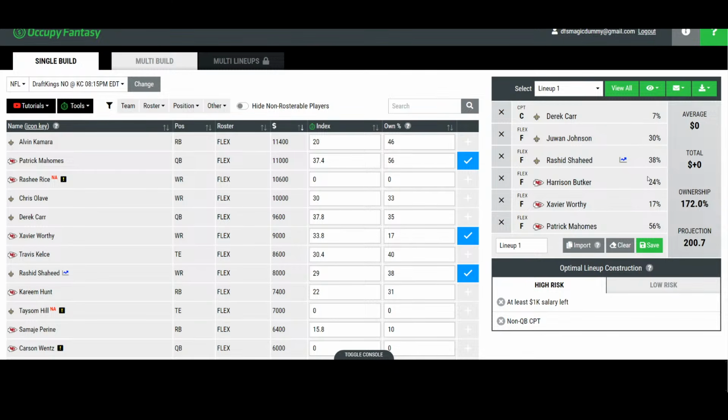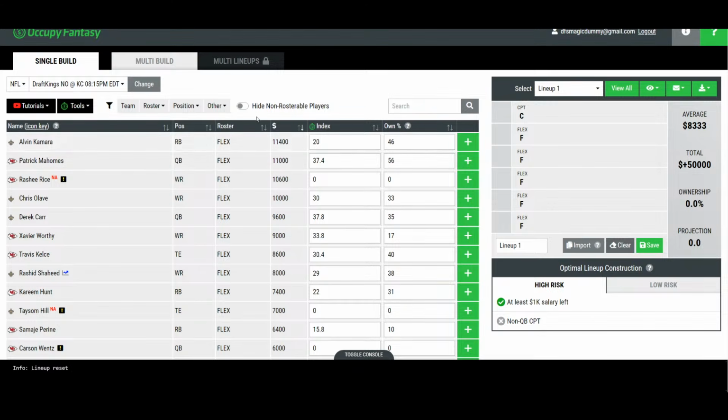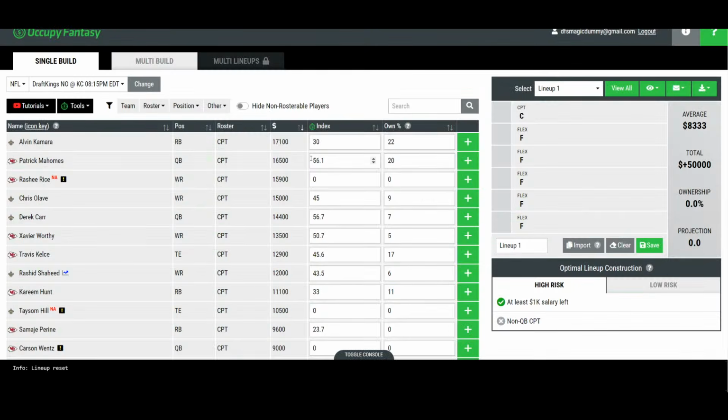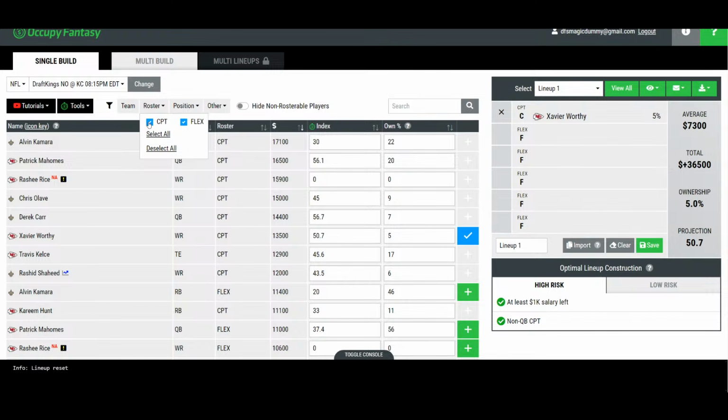All right. That took, 3 minutes? 5 minutes? Easy. All right, let's say we don't like Derek Carr. Now we can start this approach with, let's go back to captains. Let's look at the ownership model. And we see Mahomes 20%. All right, let's try Xavier Worthy, 5%. So Worthy, 5%. We want to pair him with his quarterback, Patrick Mahomes. So we're going to do that.